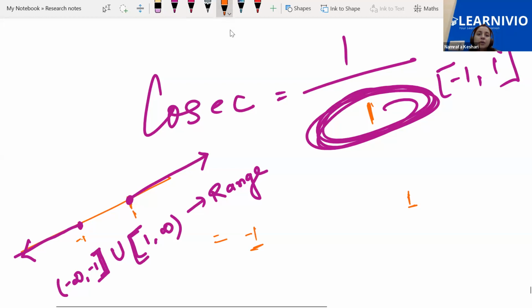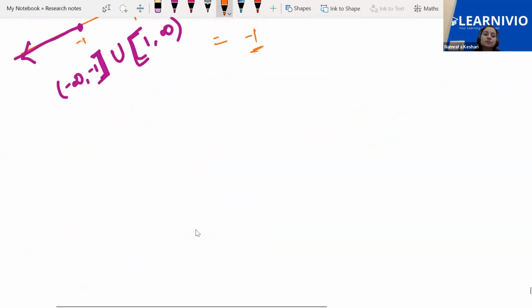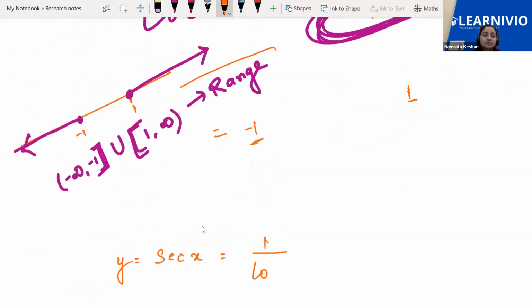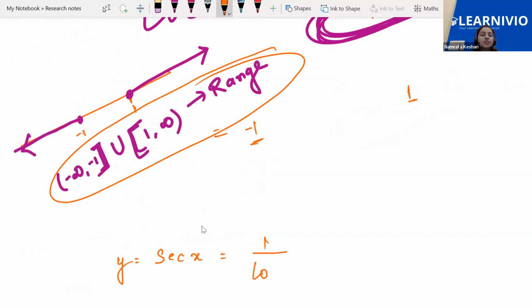Now let's discuss the sec function. Before drawing the graph, we can say the range is this. Such a weird range: minus infinity to minus 1 union 1 to infinity, where -1 and 1 are closed intervals. Can you see it? Yes, ma'am. In your book, it can also be written like this.